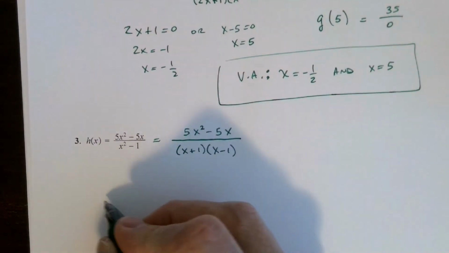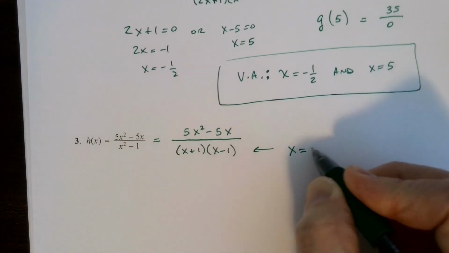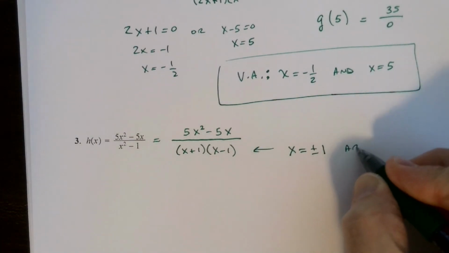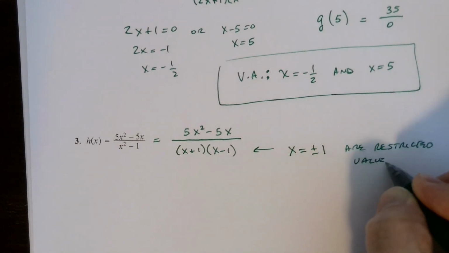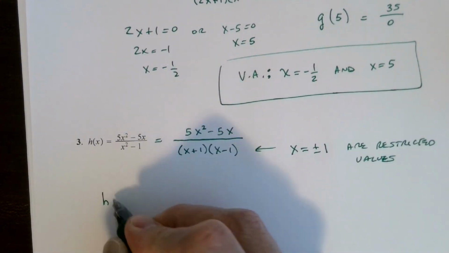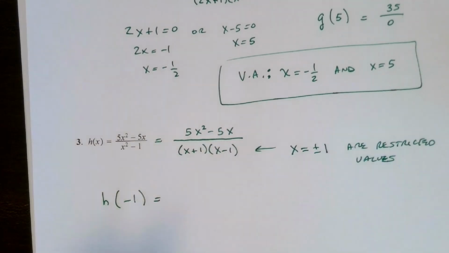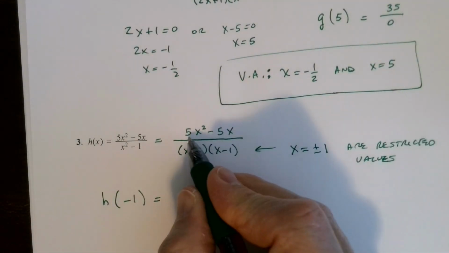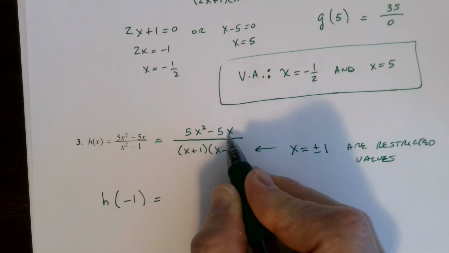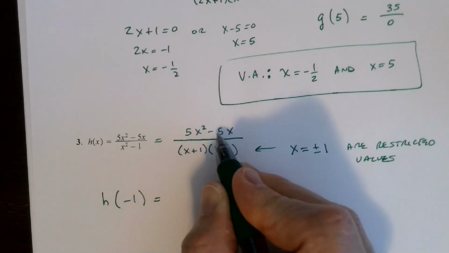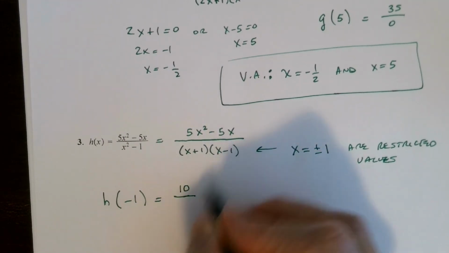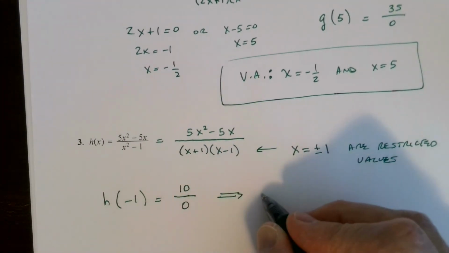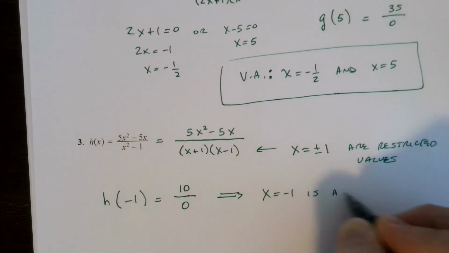Now let's take a look at this. So we see that x equals plus or minus 1 are restricted values. So these could give rise to vertical asymptotes. So let's see what happens. What's h of -1 equal to? If I plug in -1 up here, I get 5 times -1 squared, which is positive 5. Then 5 times -1 is -5. 5 minus a -5 is 5 plus 5, or 10. In the bottom I get, of course, 0. And so that tells me that x equals -1 is a vertical asymptote.